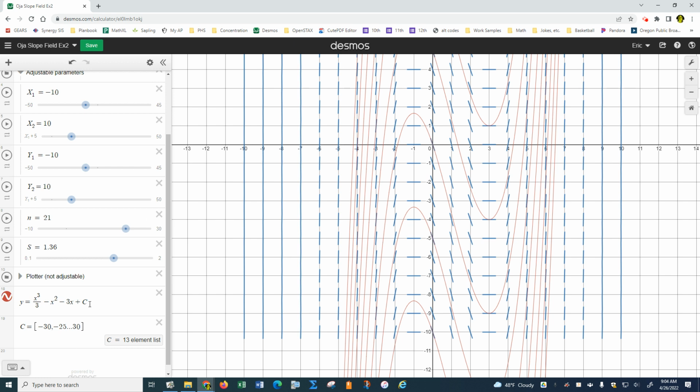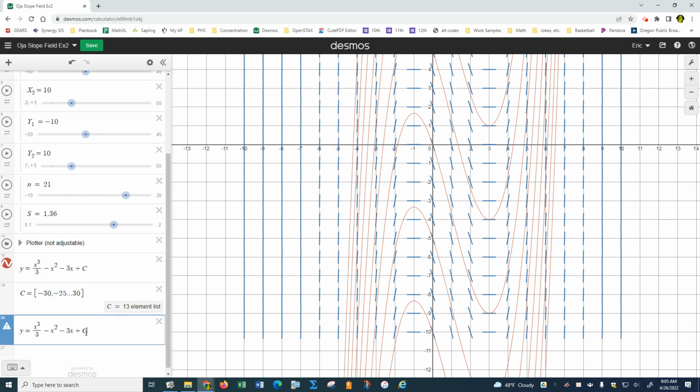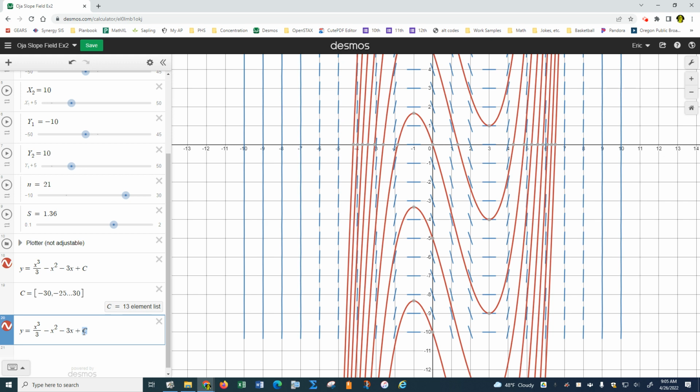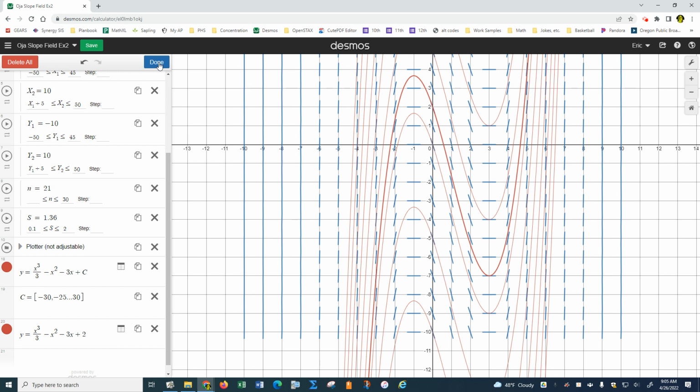If I want to pick the one that goes through 0, 2, I could solve for C, right? I actually solved the differential equation down here. So if we plug in 0 for x and 2 for y, what do we get? 2. So I could plot the function. You wouldn't be doing this part, because the whole point of the slope fields is you don't have to solve the differential equation. We could have just drawn this without solving it. I just want to draw the trajectory so we can see what it looks like.